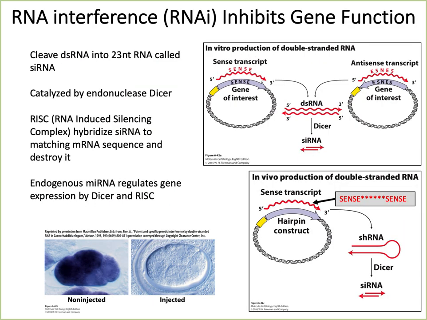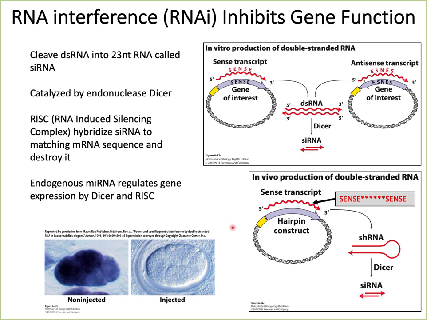The next one we are looking at is another way that RNA interference, or RNAi, can inhibit gene function. This is a process by which double-stranded RNA is made into a 23 nucleotide RNA called siRNA. These are non-coding sequences, and they are produced in the cell as endogenous RNAs called microRNAs, silencing RNAs, and are involved in the regulation of gene expression. We take advantage of this to do a specific type of gene silencing.